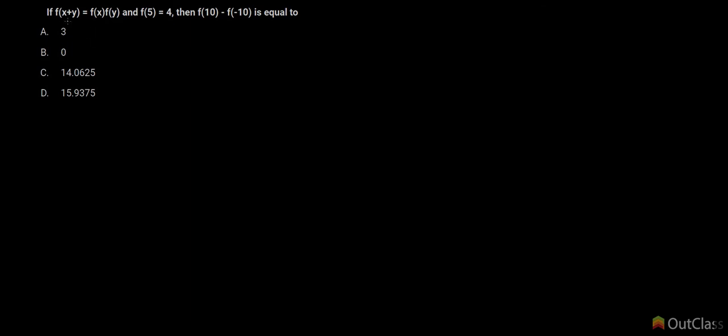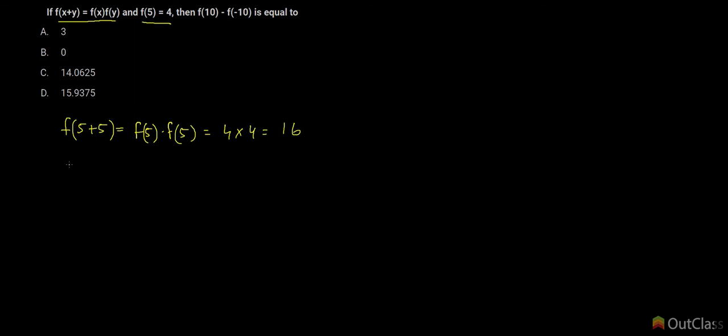So we have a recursively defined function and we are given an input-output pair. If you want to solve this rigorously, you can just say f of 10 can be written as f of 5 plus 5. So by the definition given to us, it is f of 5 into f of 5. So then that's going to be 4 into 4, 16. What about f of minus 10? What are we going to do?